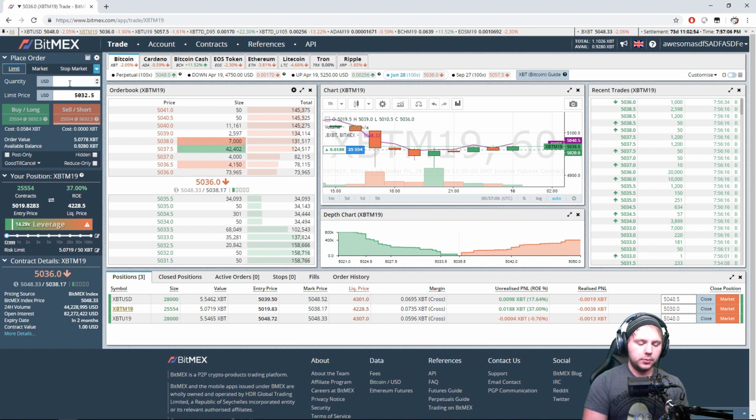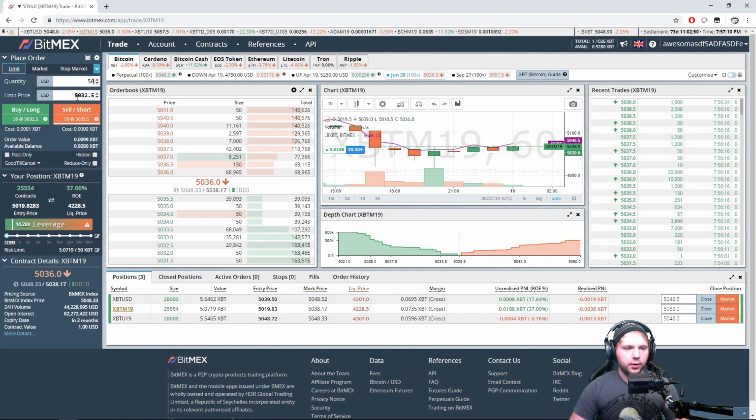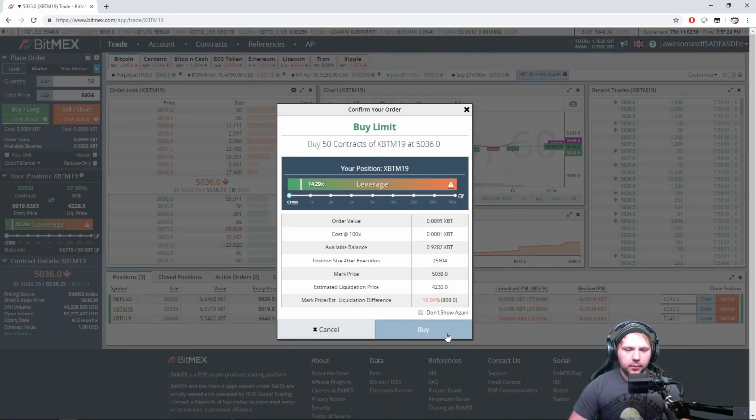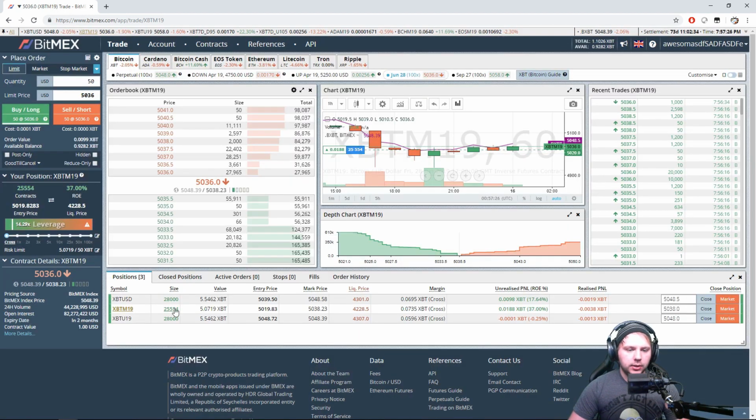Well, what I can do is I can buy long 50 contracts, so $50 worth, and then I can set the price. So it's 50.36. So I'll type that in right now, and I can buy long if I want to, and it will create a position for me, as you can see below.